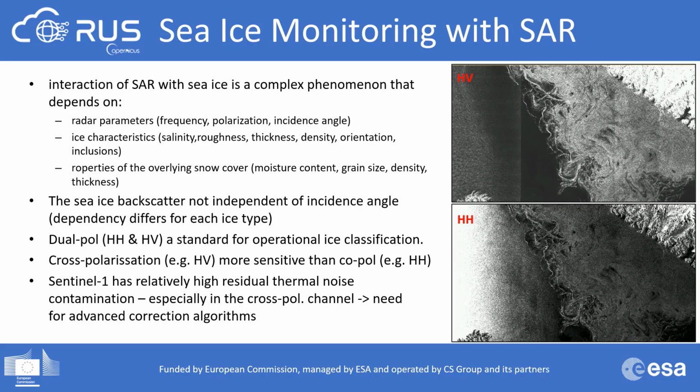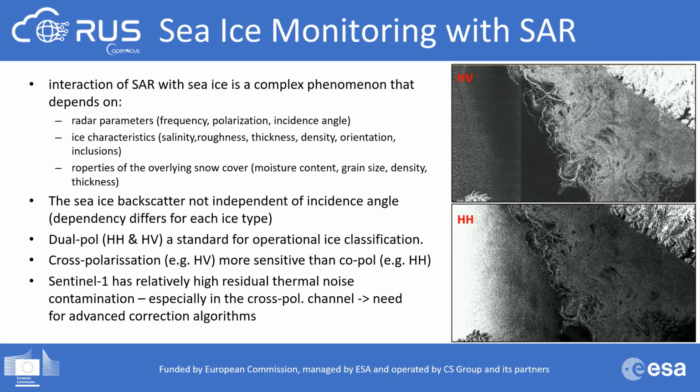Now, the cross-polarization channel is known to be more sensitive to the difference in scattering from sea ice and open water than the copolarization channel. However, for operational purposes, the combination of both HH and HV polarizations have been successfully used for the ice edge detection and ice type classification. Automated classification is also made difficult by the fact that the sea ice backscatter is not independent of incidence angle, and the relationship further differs between the different sea ice types and characteristics.